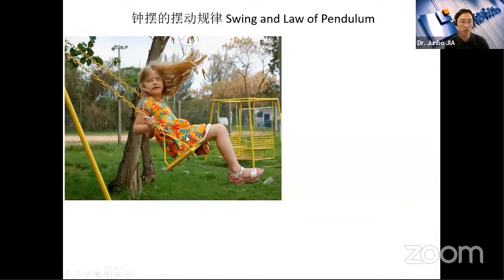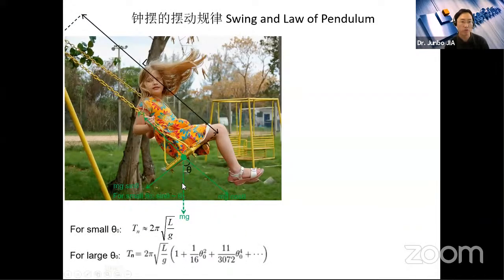If we look at the dynamic equilibrium, we can easily derive that the eigenperiod or the natural period of the swing is only related to the length of this equipment, as long as the swing angle is very small. For example, if we have 23 degrees for this angle, between the small angle assumption and the large angle assumption, we only have 1% difference when we determine the natural period.